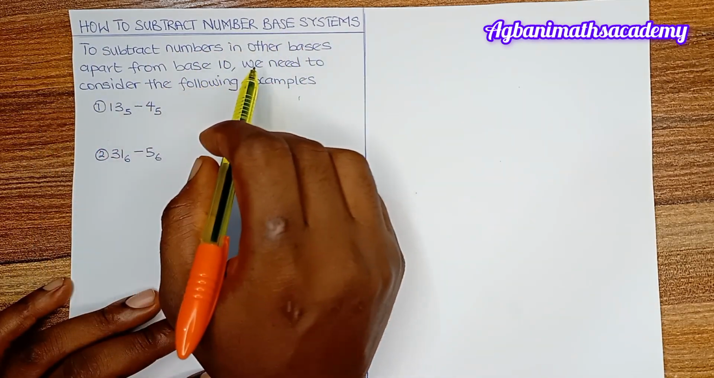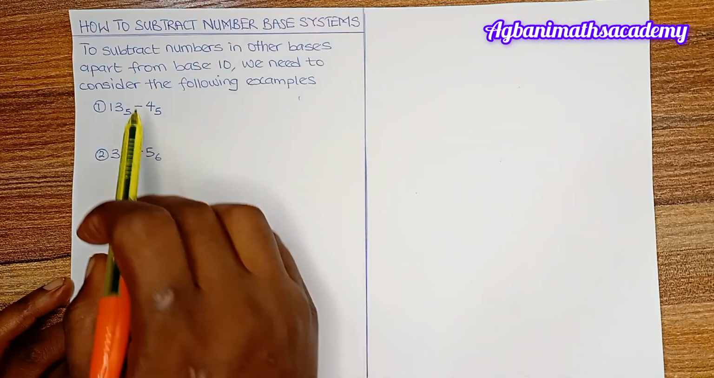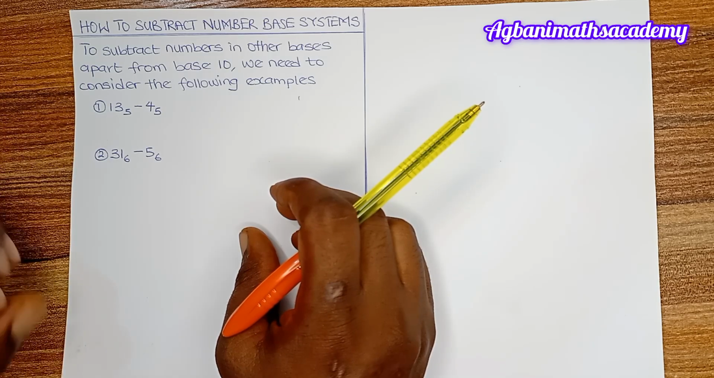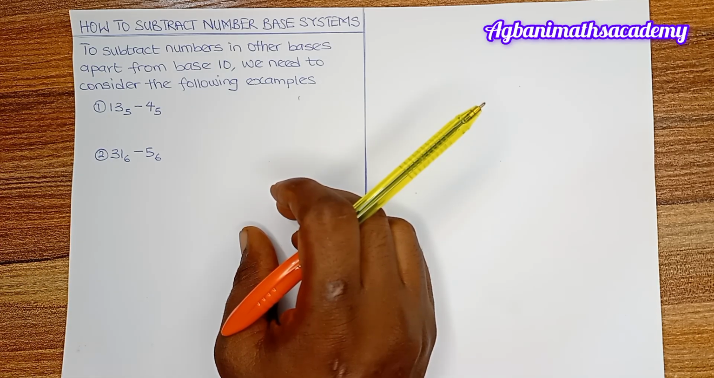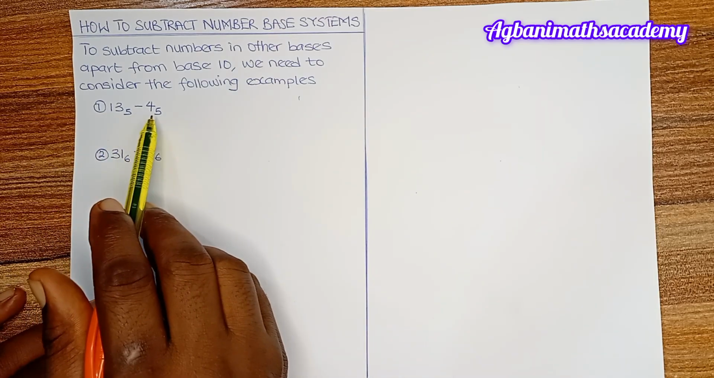In this video, we are looking at how to subtract number-based systems. To subtract numbers in other bases apart from base 10, we need to consider the following examples. These are two very simple examples that we need to start with in order to be able to do more complex ones. So we have 13 base 5 minus 4 base 5.